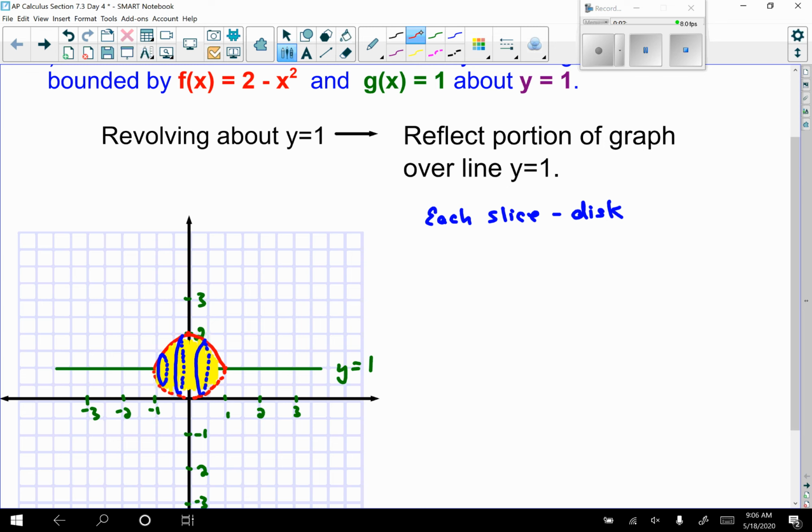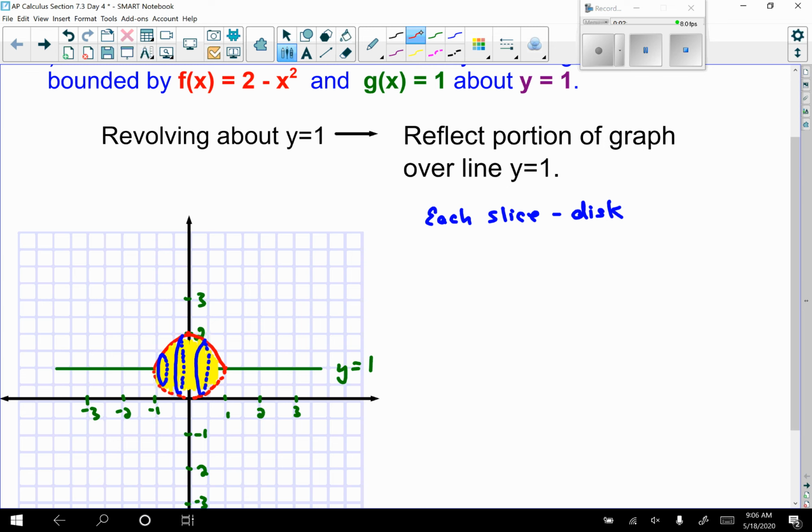So the radius is going to be the distance between this 1 and this x squared, so it's just going to be 1 minus x squared. So then the area of each slice, which is pi r squared, is going to be pi times the quantity 1 minus x squared, squared. And then our volume, first write it, we could put the pi on the outside.